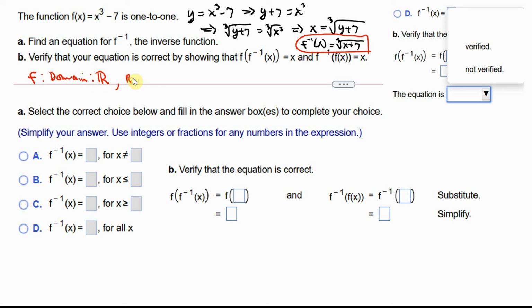And its range, if I take any real number and cube it minus 7, I still get all real numbers. You know, all real numbers just means from negative infinity to positive infinity. What do we know about the relationship between the function's domain and range with the function's inverse domain and range? What's the correlation?